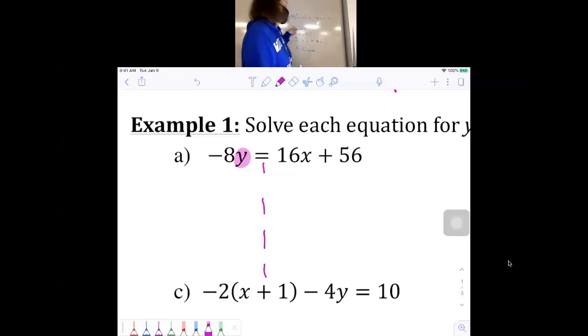So, do I have to distribute anything? No. Do I have any like terms on the same side? No. Do I have, in this case, y's on one side and everything else on the other side? Yeah. So the last thing I have to do is divide. So I'm going to divide both sides by what? Negative 8. There you go.